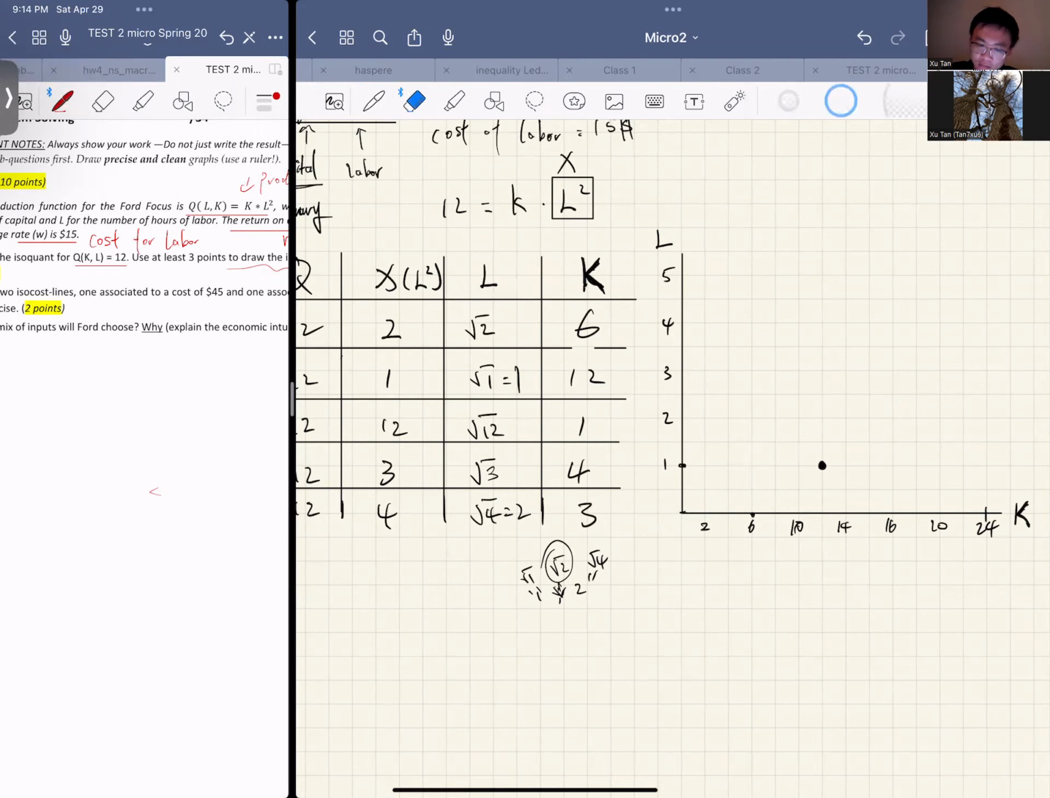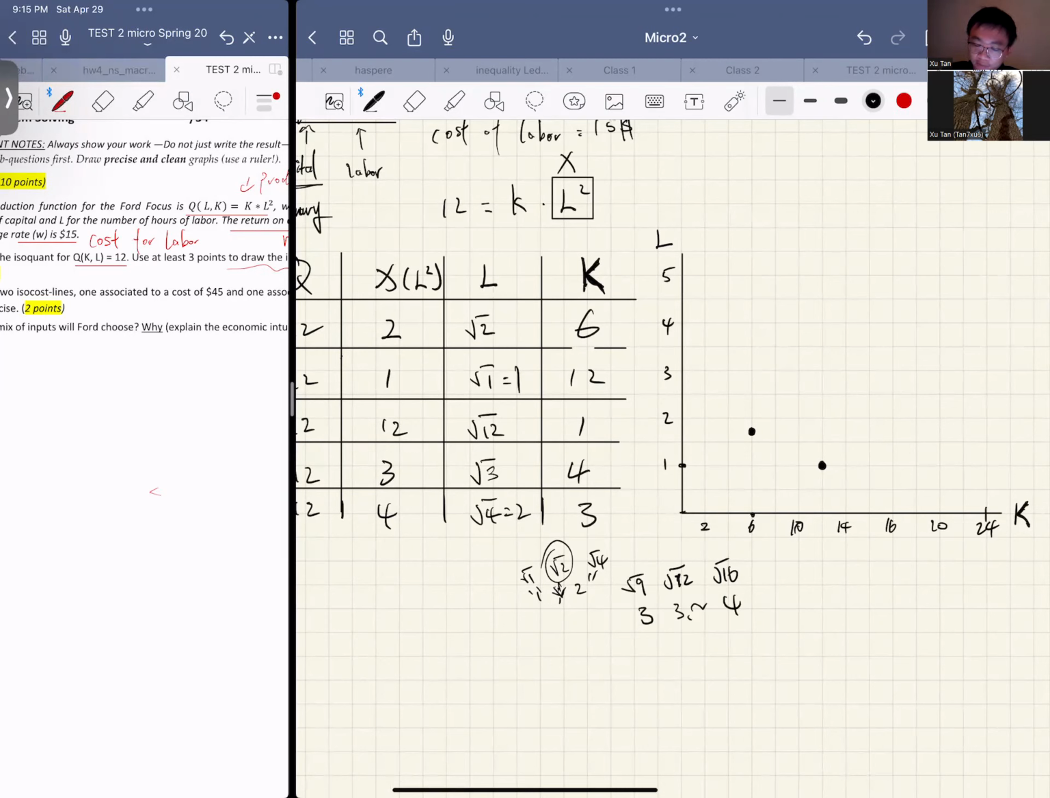My mistake. Between 1 and 2, right? And then square root of 12 and 1. So we have k equals 1. And then square root of 12. Square root of 12 is between square root of 9 and square root of 16. So this is 3, this is 4, so this is 3 point something.